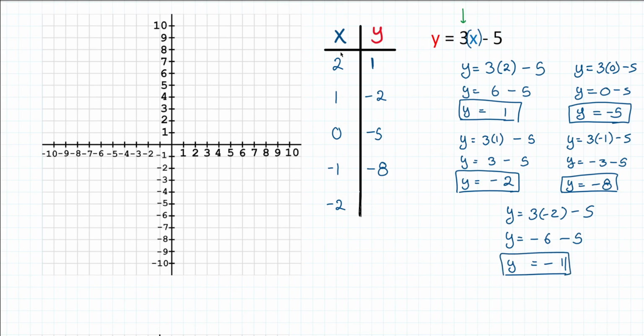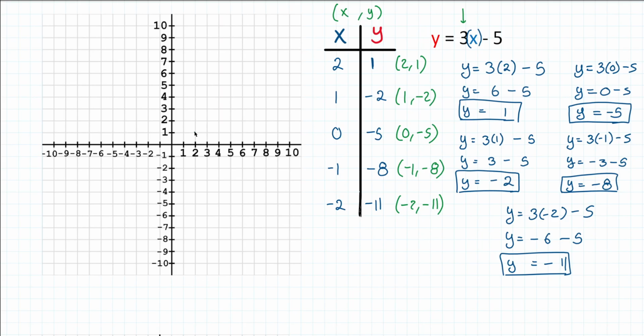All right, I've got all my inputs, I've got all my outputs. Now I just got to turn them into ordered pairs. And remember, ordered pairs, we take the row and just honestly put parentheses around it. (2, 1), (1, -2), (0, -5), (-1, -8), (-2, -11). And now I'll graph them on my graph. So again, plug in, output, ordered pair, on the graph.